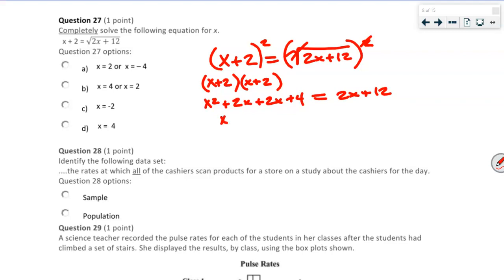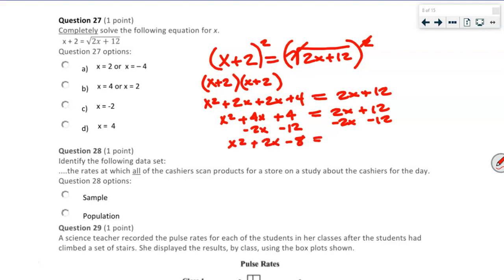So we're going to combine some like terms over here, so we get x squared plus 4x plus 4 equals 2x plus 12. I'm going to subtract the 12 and I'm going to subtract the 2x. Okay, so that gives me x squared plus 2x minus 8 equals 0. Now we need to factor this. What are the factors of negative 8 that when added together give me a positive 2? So that's going to be x plus 4 and x minus 2. Set both of those equal to 0. So we're going to get that x equals negative 4 and x equals 2. And that is the answer right there.